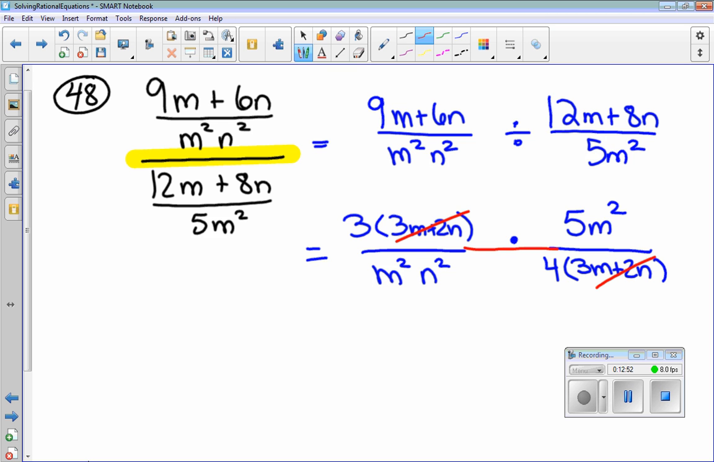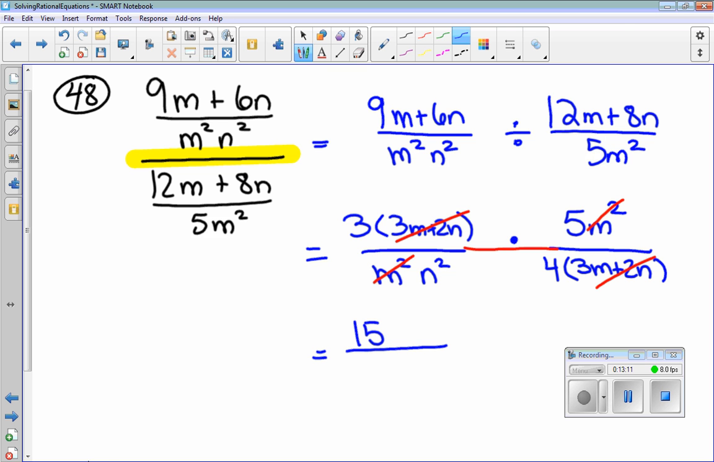I agree. So I have an m squared I can cancel. Is that it? I think so, right? So what's still left in the numerator? 3 times 5, so there's a 15 up there. And then what's left in the denominator? 4m squared. So that's how it simplifies.